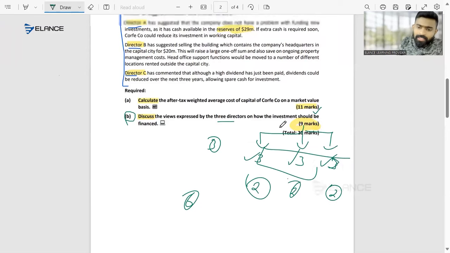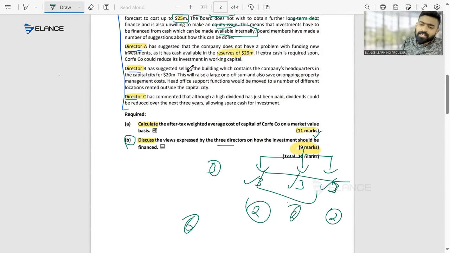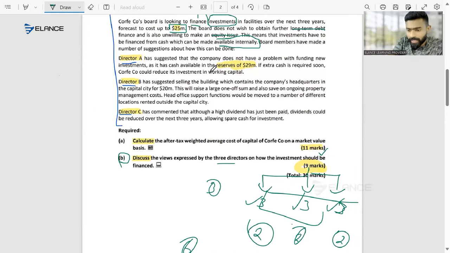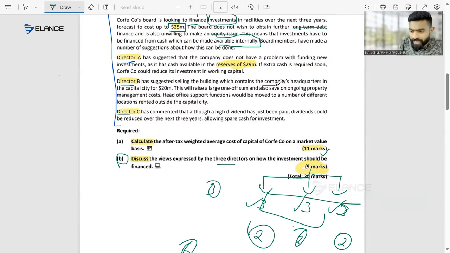Now we'll read Director B's suggestion. Director B suggests selling their building, a non-current asset which contains the company's headquarters. Currently it's a building where their head office is located. If we sold it, we can raise around 20 million. This will raise a large one-off sum and also save on ongoing property management costs. Head office support functions would be moved to a number of different locations rented outside the capital city.